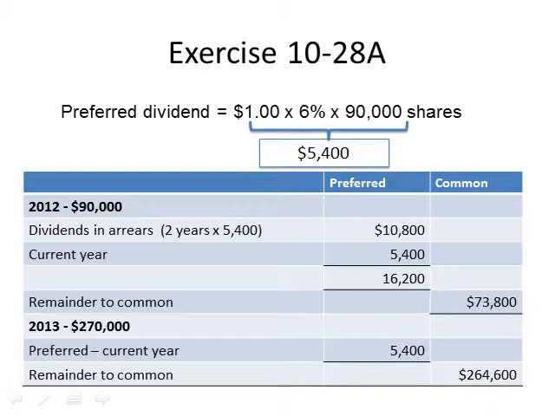So let's walk through an example using exercise 10-28A. Superb Manufacturing reported the following. Preferred stock, cumulative, $1 par, 6%, 90,000 shares issued. Common stock, 30 cents per share, 130,000 shares issued. Superb Manufacturing has paid all preferred dividends through 2009. Compute the total amounts of dividends to both preferred and common for 2012 and 2013 if dividends are $90,000 in 2012 and $270,000 in 2013. And here we can see the computation of that.